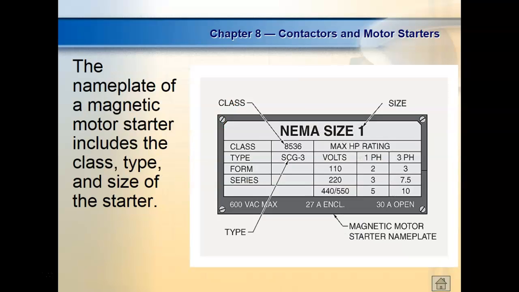The nameplate of a magnetic motor starter, we've already looked at that. Some of the things it's probably going to give us is the size, right? And then it'll come up here and it'll tell us at what voltage and what phase, what horsepower motor it can run. So notice as the voltage goes up, the horsepower goes up. Y'all understand that? Good.